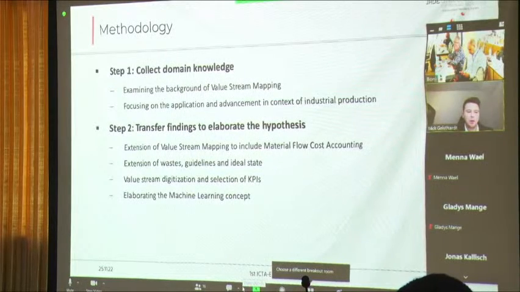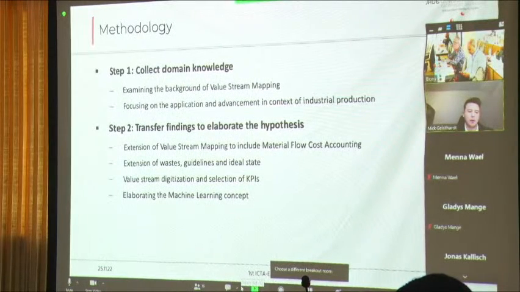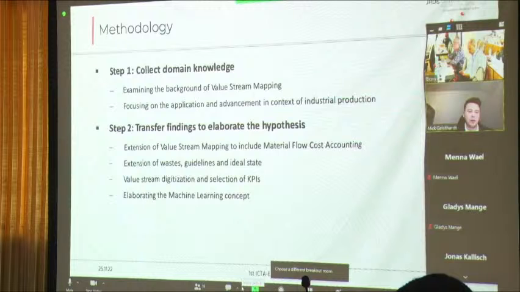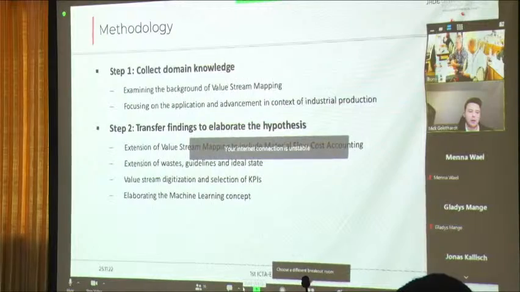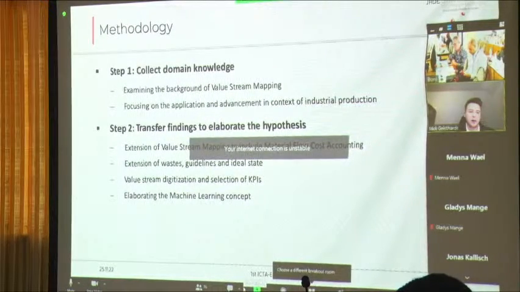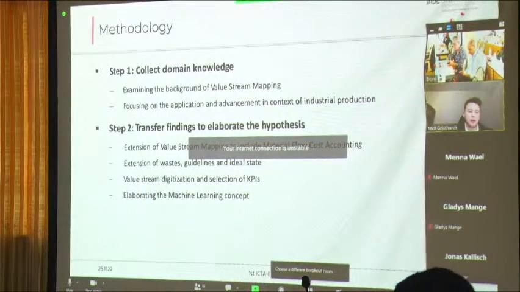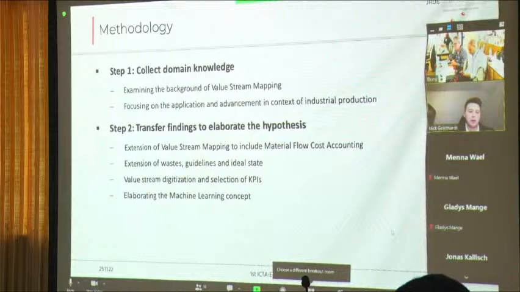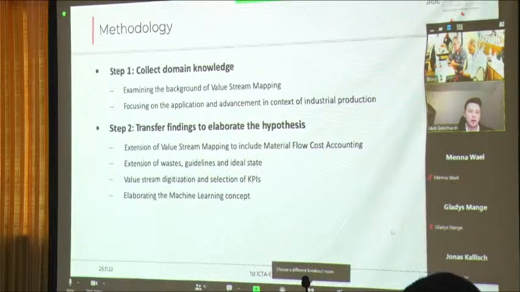Initially, we have the extension of value stream mapping to include material flow cost accounting, to have a holistic optimization. Then within the application of this, we need extensions of wastes, we need guidelines for optimization, and we need an ideal state as a vision which we are moving toward.